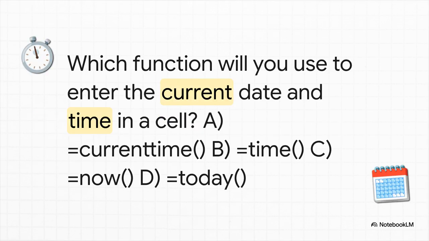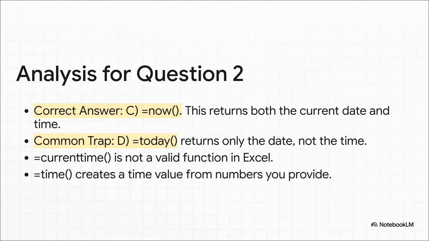Here's another typical question that's all about knowing specific function names. Which one would you use to get the current date and time into a cell? The correct answer is C, equals NOW. This function gives you both the date and the time. Now let's look at why the others are wrong. First, equals CURRENT TIME just isn't a real Excel function. Equals TIME is for creating a specific time value from numbers you give it. And here's the most common trap. Equals TODAY only gives you the current date, not the time. That little difference is super important to remember for your exam.